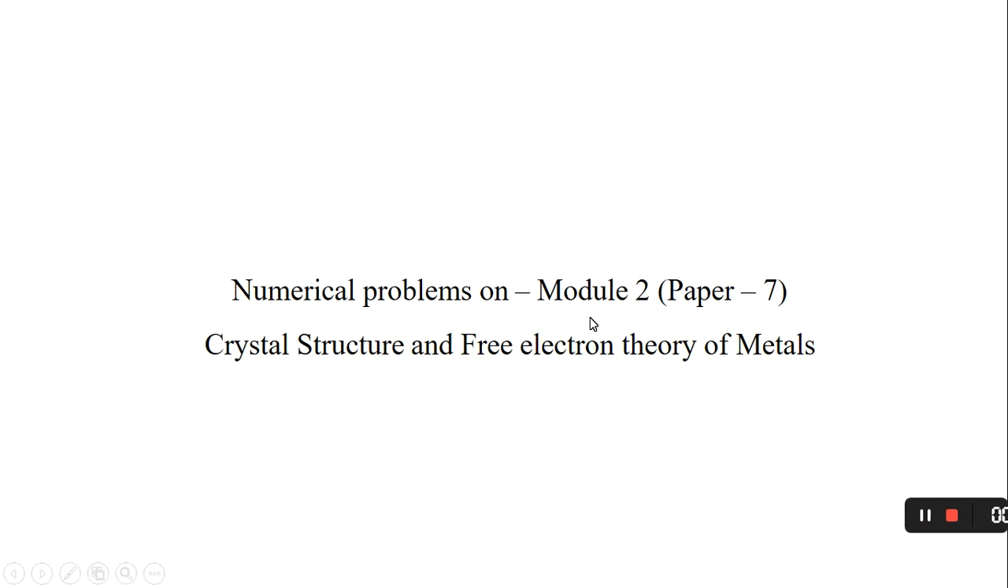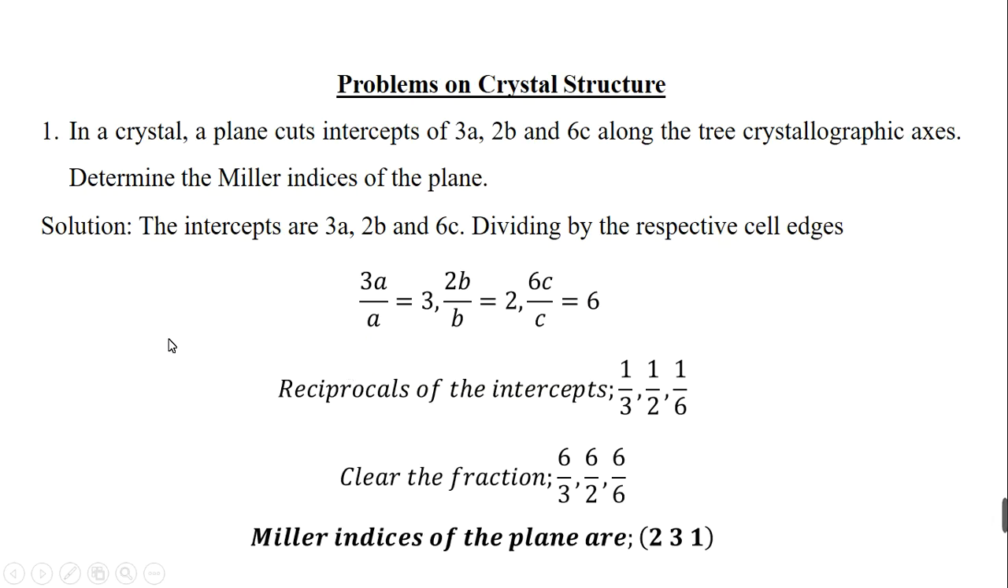In this video, I explain a few problems related to Module 2 of Paper 7, that is, 6th semester, which belongs to Davangere University syllabus. In this, I am going to discuss the problems on crystal structure and free electron theory of metals. First, we shall solve a few problems on crystal structure. So the first problem is like this.